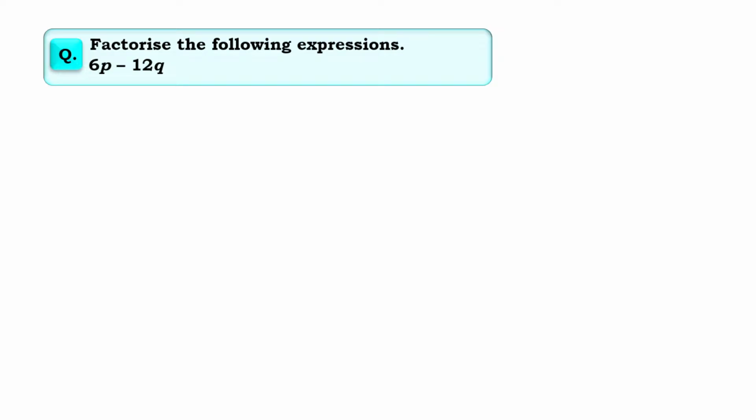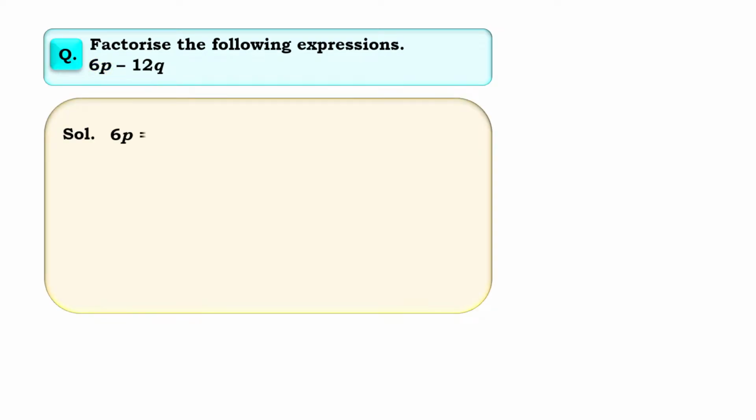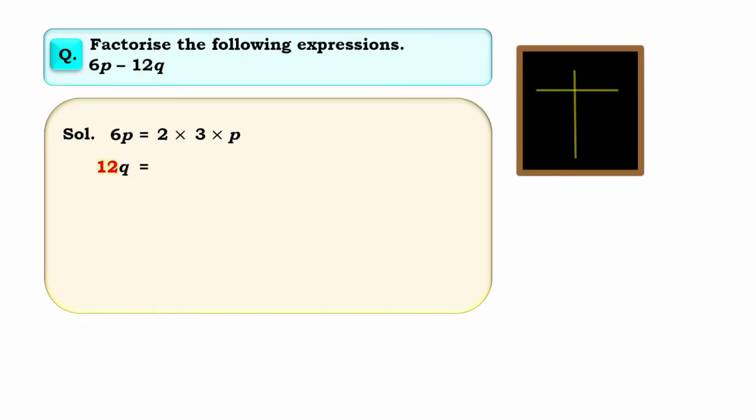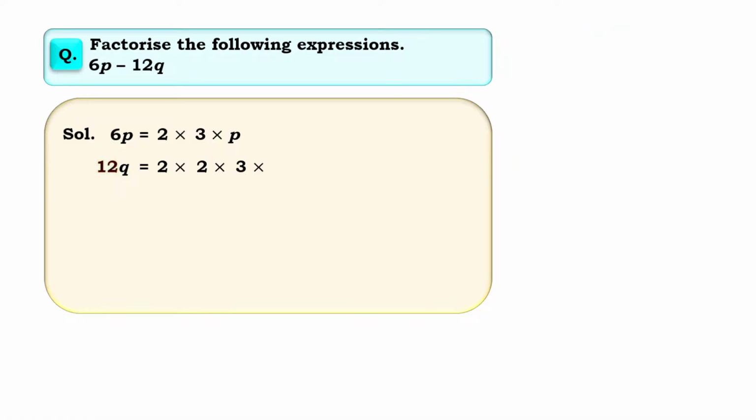Now let us do the factorization of the following expression. So take each term, write down the factorization. So 6 can be written as 2 into 3, p as it is. 12q can be written as what? 12 factorization, 2 6s are 12, 2 3s are 6. So 12 can be written as 2 into 2 into 3, and q is as it is.